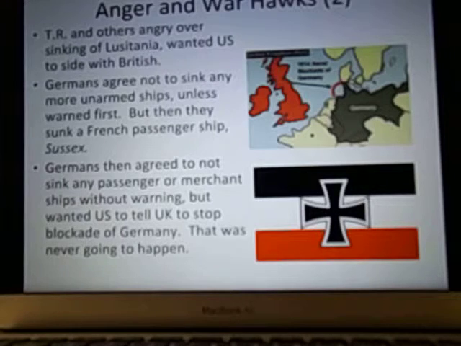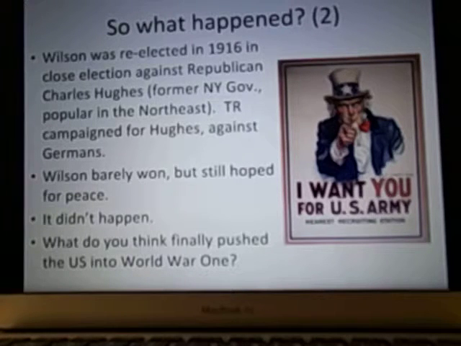So Teddy Roosevelt was angry, the Germans were angry, and it just became more and more of a problem. President Wilson tried to keep the country out of war. He promised to keep the country out of war, but when the Germans just kept sinking ships with their submarines, a lot of people just pushed President Wilson to want to declare war on Germany.